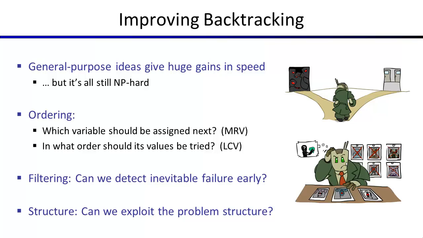And when you're going over values, then you want to choose the one that's most likely to work out. And we had this notion of a least constraining value, which says choose the value which eliminates the fewest options on neighboring nodes. Okay, so that was ordering. What order do you pick variables? Do the hard ones first. What order do you pick values? Do the easy ones first.